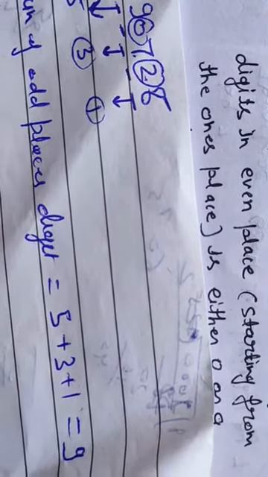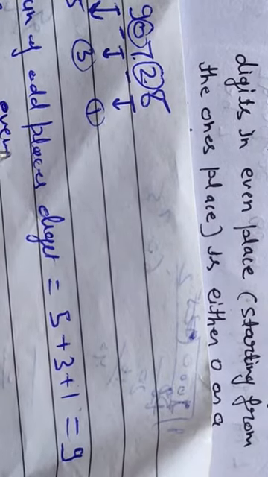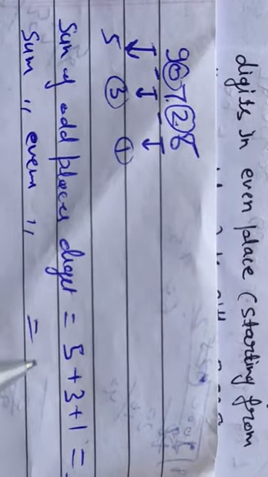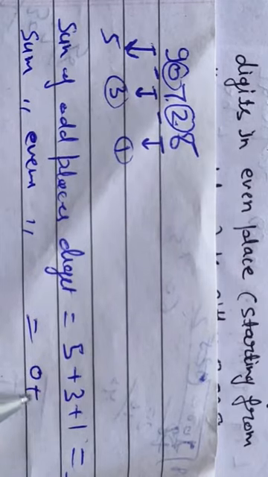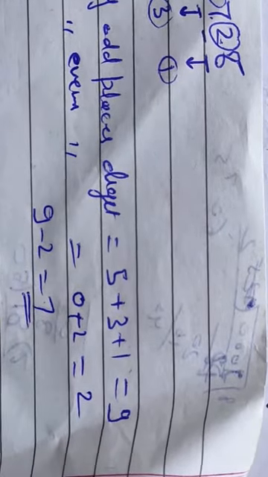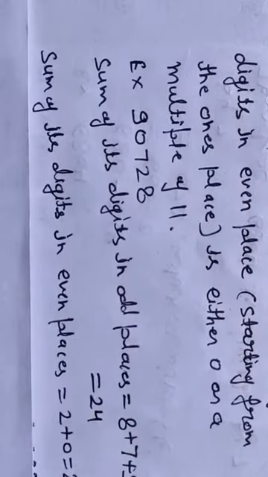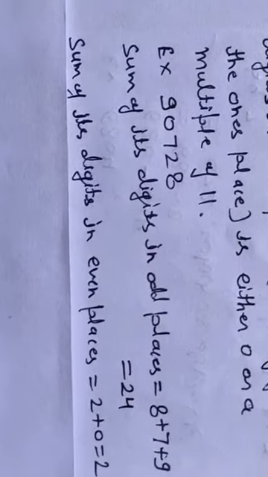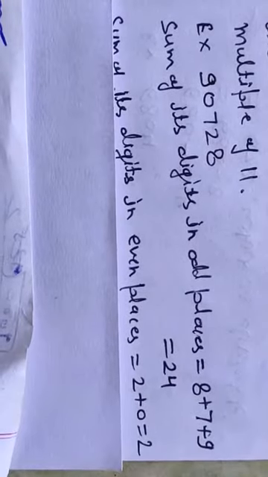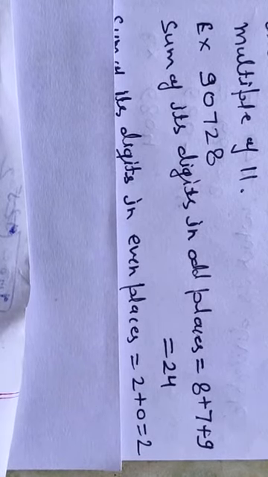90728. The sum of even place digits is 0 plus 2, 2. Now we will find the difference, and the difference is 9 minus 2, 7, which is not a multiple of 11. So this number is not divisible by 11. There is some mistake.